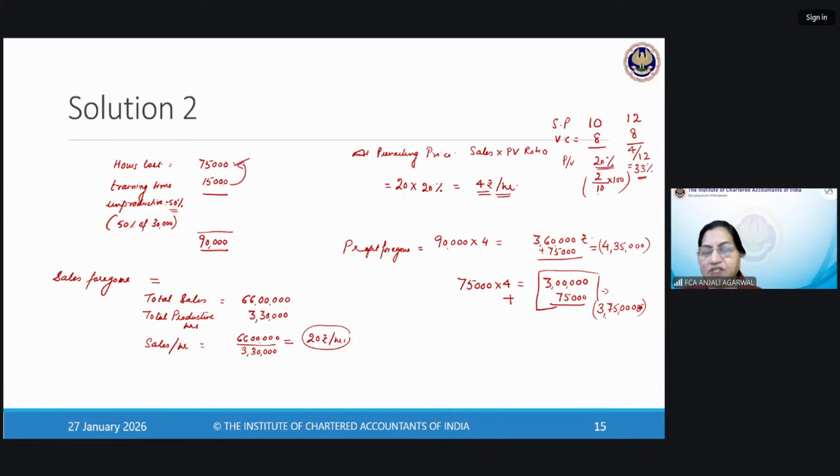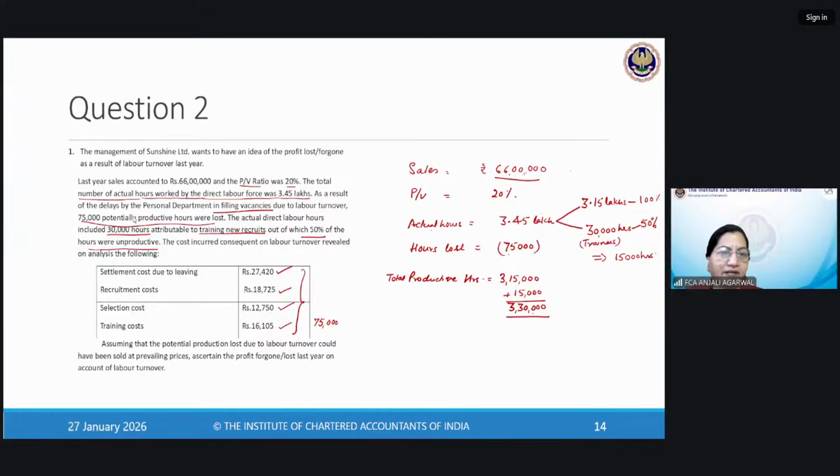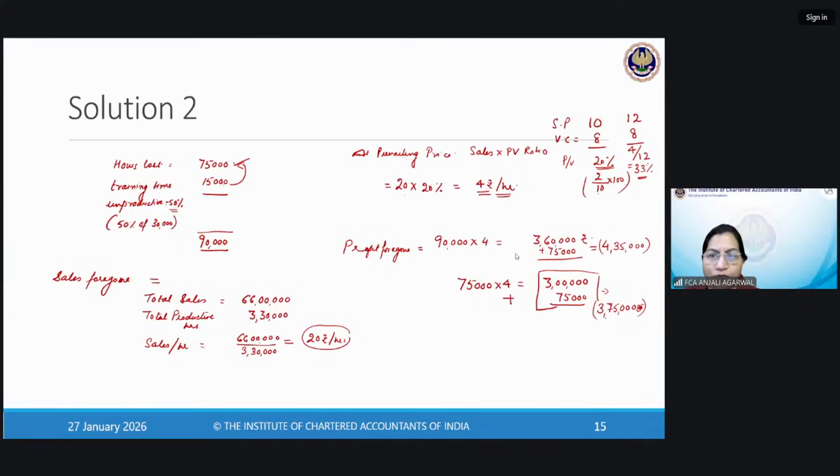As the question is not mentioning clearly, you may assume anything, but you have to mention it. In this question, it appears to me that for 75,000 hours nobody was there as there was no vacancy. It was delay in filling vacancies. Apart from that, training was also there for 30,000 hours, half productive. So 75,000 hours lost because there were no workers, and 15,000 hours lost because the workers were under training. So I assume that this 15,000 is not included in 75,000. Therefore, I would take 90,000 into 4.